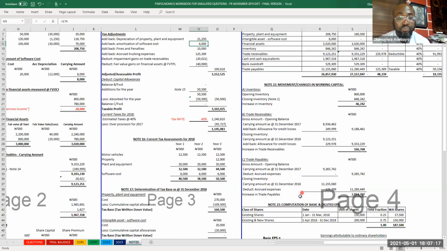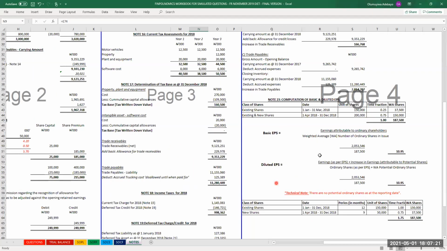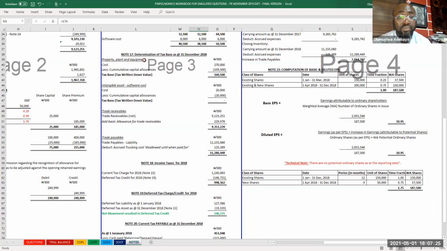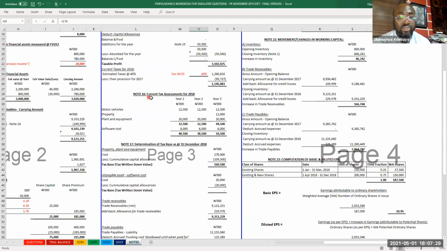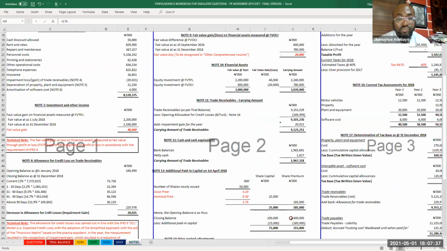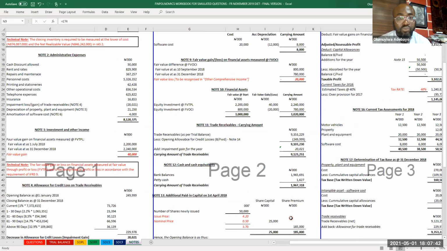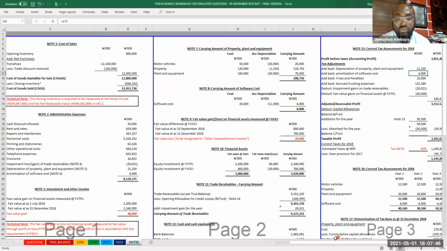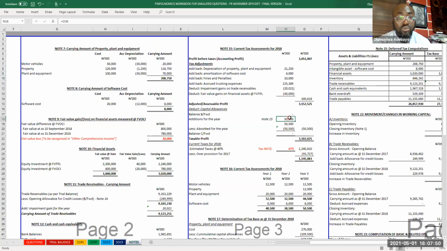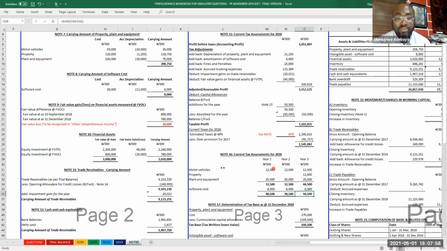Now, let's look at that. Let's see how we did that. Now, for property, plant, and equipment, okay? This is the cost. Where's the place we did the analysis? The capital allowance. Okay, look at it. The capital allowance in year one, two, and year three. Remember, motor vehicle was acquired in year one. Year one of motor vehicle is 2016. Motor vehicle in year two is 2017, and year three is what? 2018.